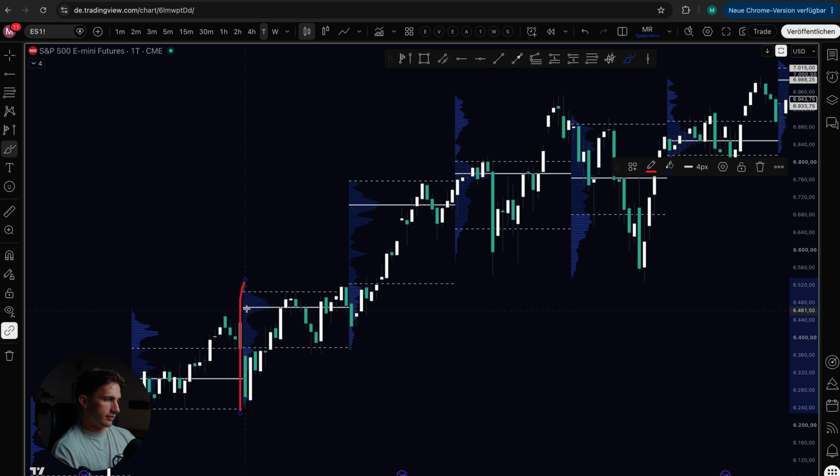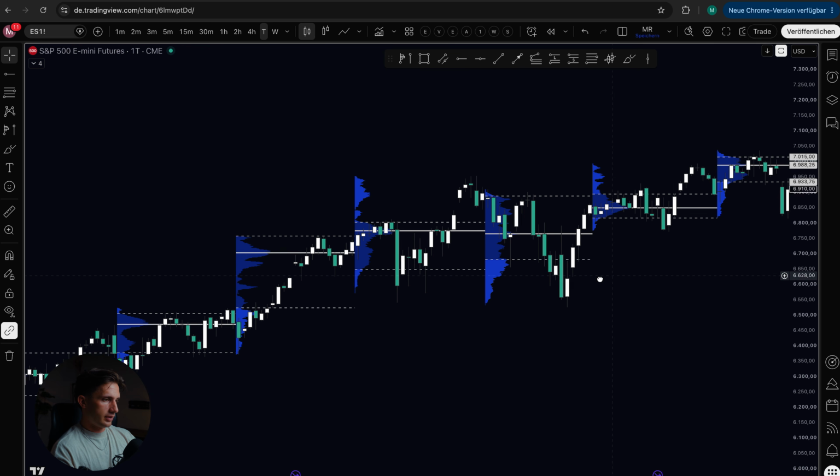Right here what we have is a P-shaped formation. On a P-shaped formation we look for higher prices or higher value. In this case, we can see that the market breaks out of this value area and finds higher value. Again, right here we have a very trending profile. The point of control is all the way up here, and we have these spikes in the middle. That means the market is very heavily trending to the upside.